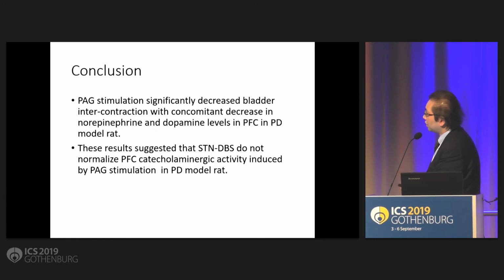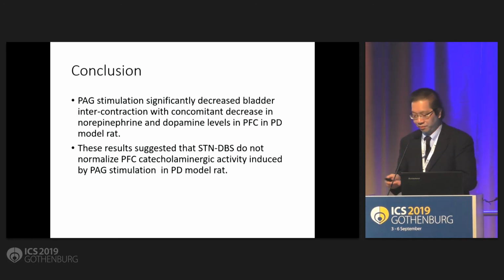So my conclusion is that the PAG stimulation significantly decreased blood intercontraction interval with concomitant decrease in norepinephrine and dopamine level. These results show STN-DBS does not normalize PFC catecholamine levels induced by PAG stimulation in PD model rats. Thank you for attention.